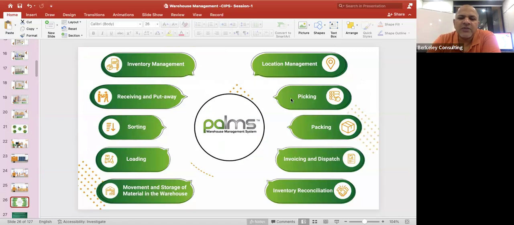If you look at the warehouse management system software, it has all functions of the warehouse: inventory management, location management, receiving and put away, picking, sorting, packing, loading, invoicing and dispatching, movement and storage of materials, and inventory reconciliations. Everything will be in one software. I will share the video right now, and then you can see it. The same thing I'm showing here in the pictures, you're going to listen to in the video. I think there are 4 or 5 videos, 2-3 minutes each. So you can watch it. Now we are going to play that one.